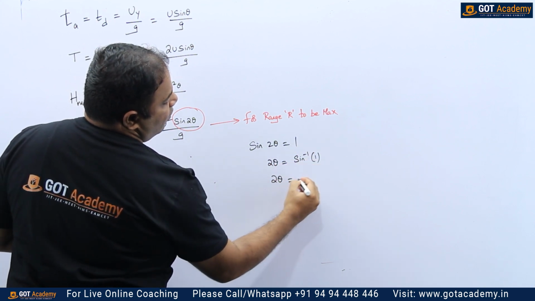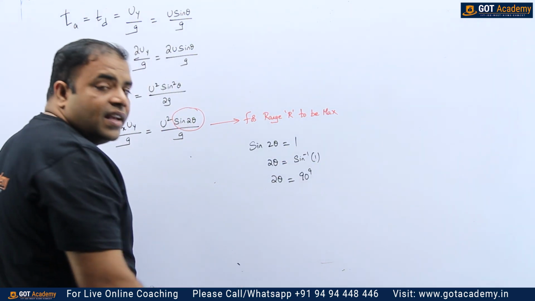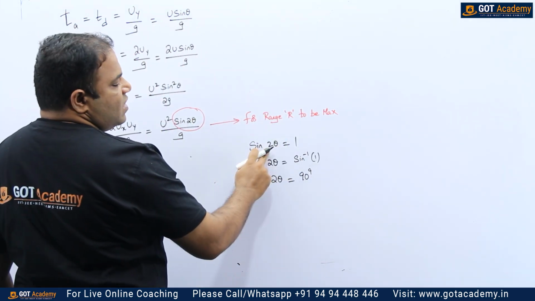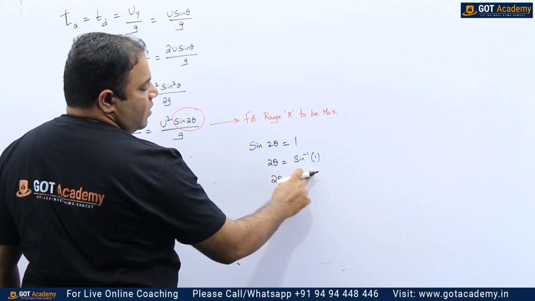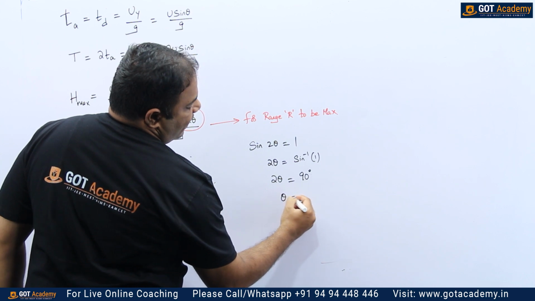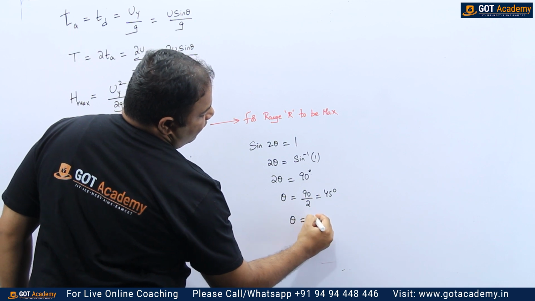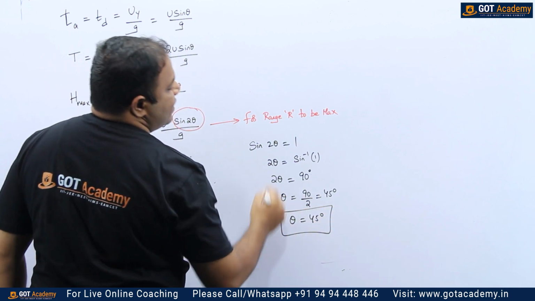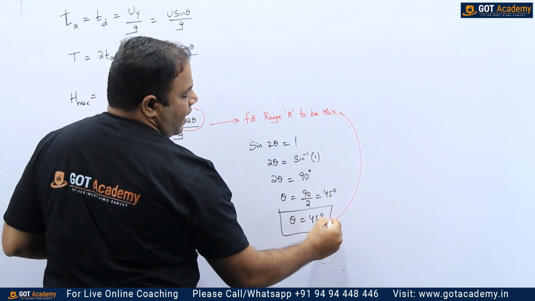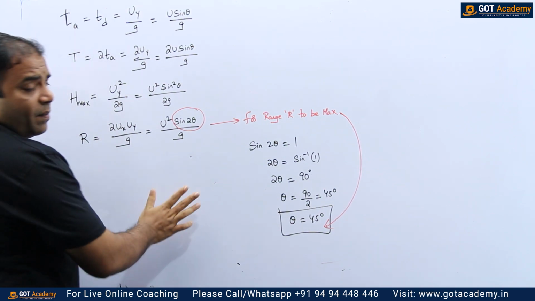So this 2 theta is equal to 90 degrees. Sin of any angle is equal to 1. Which angle? Sin 90 only, it is equal to 1. So whenever I say sin 90 equals 1, then this 2 theta must be equal to 90 degrees. Then theta is equal to 90 by 2, which is equal to 45 degrees. So finally, for range R to be maximum, very important my dear children, this theta must be equal to 45 degrees. Understood? Very important relation.